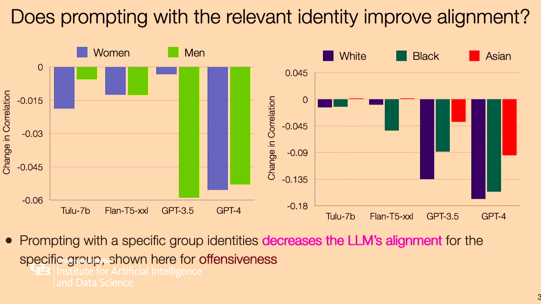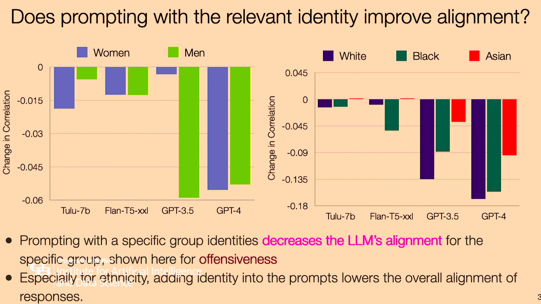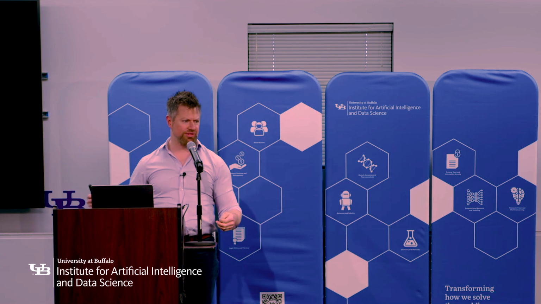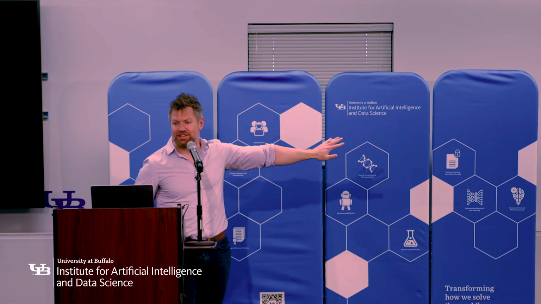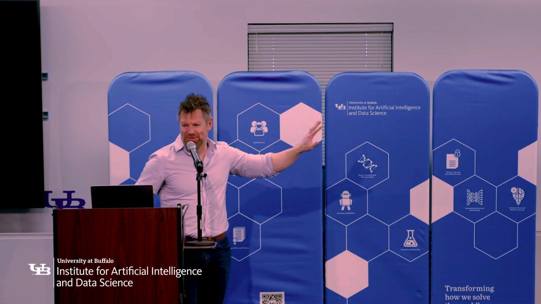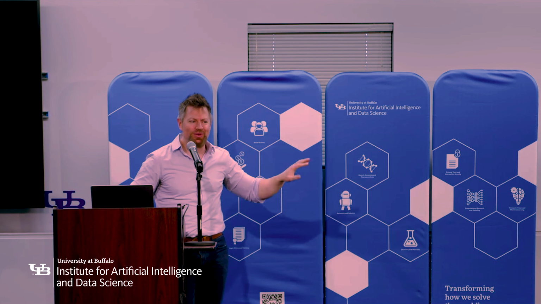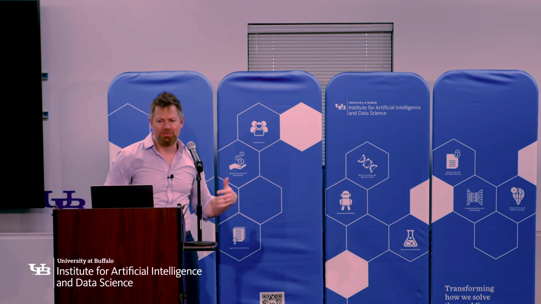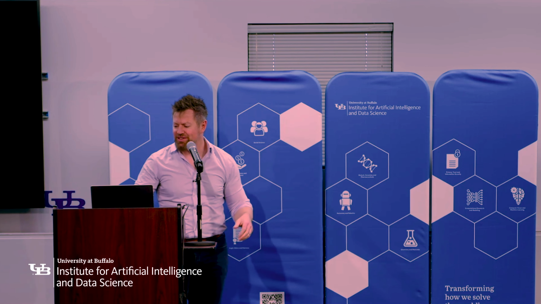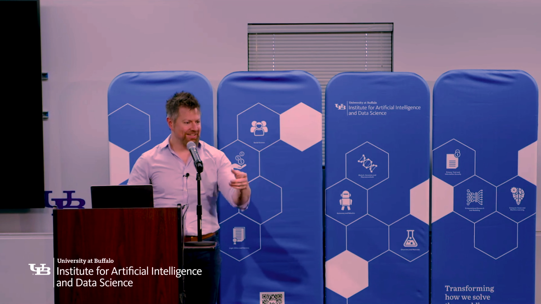So actually, asking for a specific group decreases the alignment. And I'm showing this for offensiveness here, but you see the same results for politeness. So especially for ethnicity, if you're trying to find messages that might be more offensive to a certain group, can I find that disparity? We'll probably have more noise in our system trying to do that persona-based surfacing.